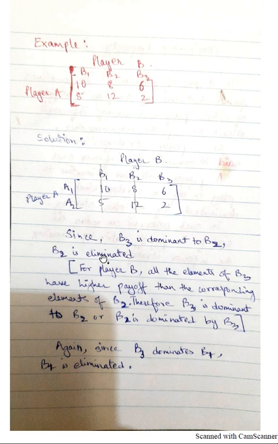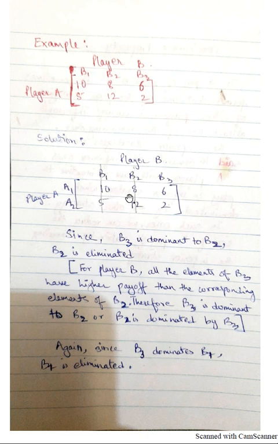So B2 is eliminated. Now, since we have B3 and B1 remaining, we'll compare between B3 and B1. Again, between B3 and B1, for the payoff of 6, this will have a higher payoff than this, since this value is smaller than this.